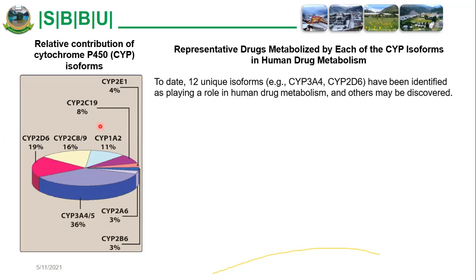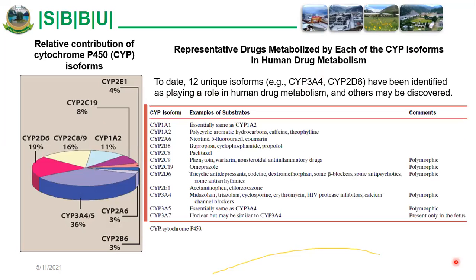Okay, so this is representative drug metabolism by each of the isoforms in human drug metabolism. There are 12 unique isoforms, as I mentioned. These isoforms have been identified as playing a major role in human metabolism, and others may be discovered. They also left some spaces for new discoveries. Let's suppose these are the 12 cytochrome P450 isoforms.